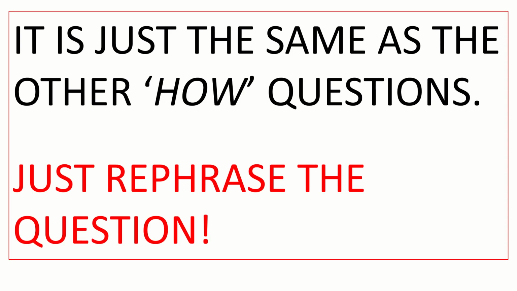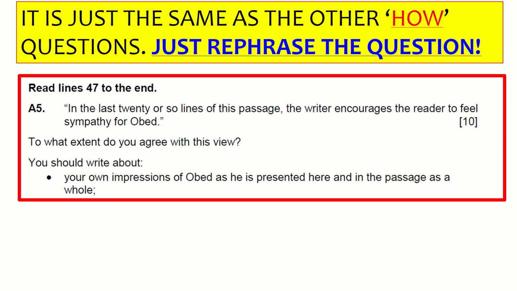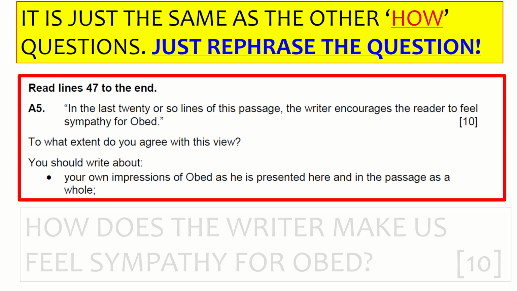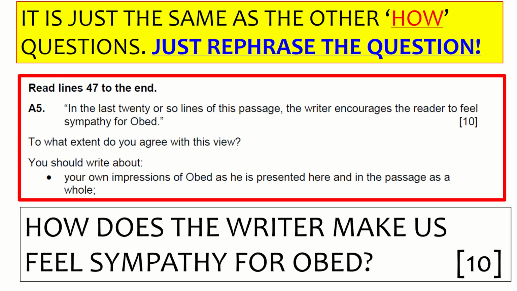Okay, so I said to you earlier, there's 2 how questions, but question 5 is like it. The way of doing it is make question 5 a how question, rephrase the question. So for example, if the question was, the writer encourages the reader to feel sympathy for Obed, just rephrase that to, how does the writer make us feel sympathy for Obed? Go through the extract and find 5 or 6 quotes that make you feel sorry for him.